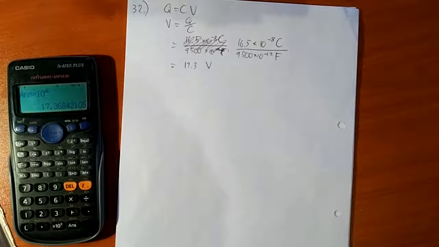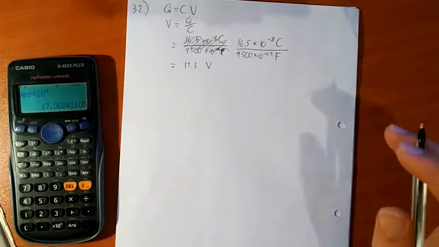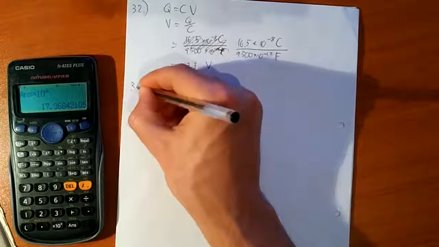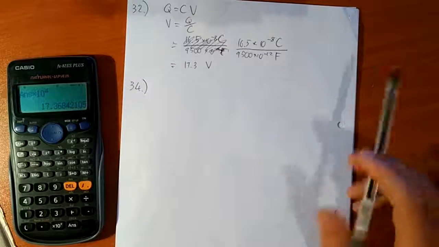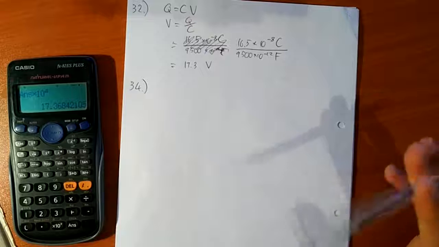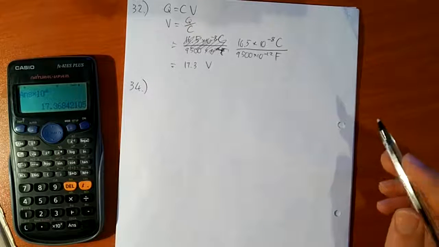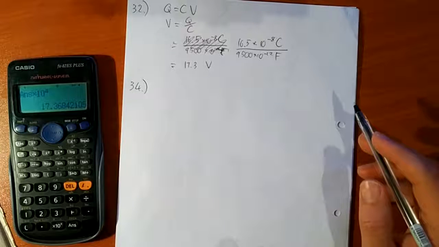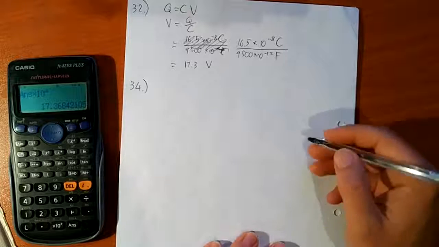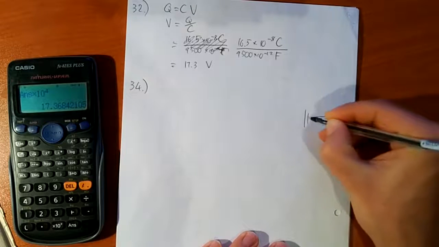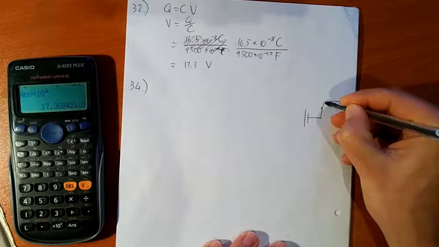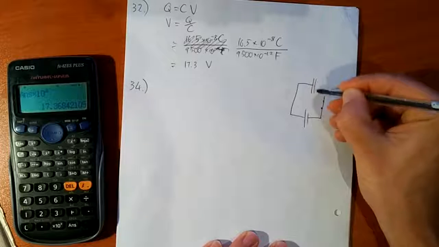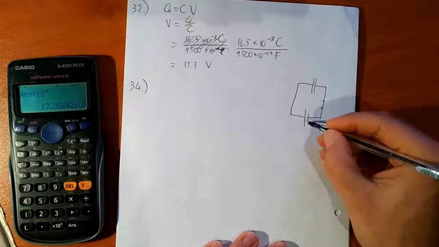Next one is 34. So this is 37 in edition 7. How much charge flows from each terminal of a 12-volt battery when it is connected to a 7 microfarad capacitor? Okay, so what do we have here? We've got our battery, and a switch that has been flipped probably, and there's our capacitor.